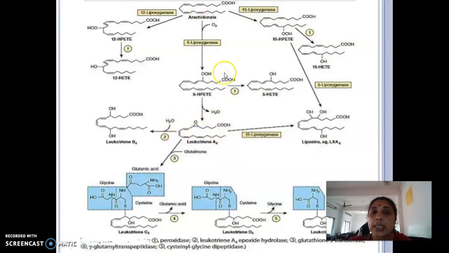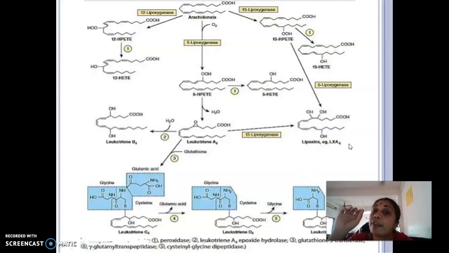Okay, so arachidonic acid is acted upon by the 5-lipoxygenase enzyme, introducing a hydroperoxy group on the fifth position to give rise to 5-HPETE, hydroperoxy icosatetraenoic acid, which is then acted upon by peroxidase enzyme so that it is converted into a stable product, and the stable product obtained is leukotriene A4. This LTA4 is acted upon by 15-lipoxygenase to give rise to lipoxin. So there are two classes of molecules, leukotrienes and lipoxins.